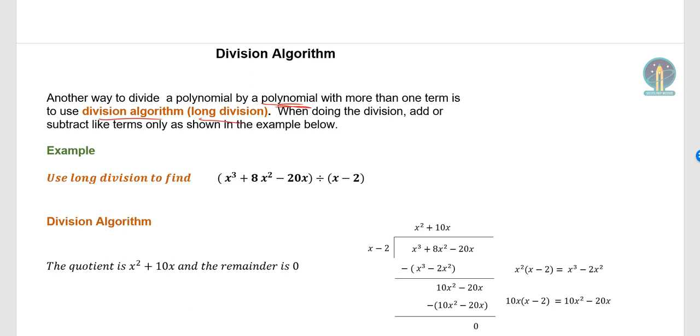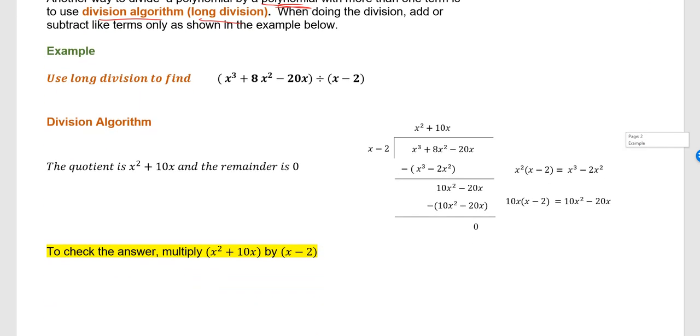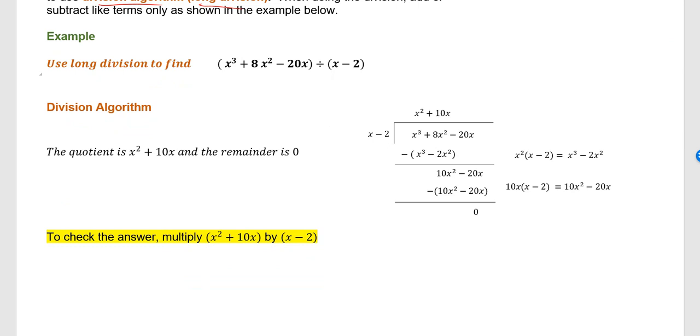Now I know most of you hate long division, but it doesn't have to be so hard. The main difficulty is that students do not practice it enough, but it does not have to be difficult. So we'll look at how to carry out this algorithm right now. When doing the division, add or subtract like terms only, as shown in the example below. So keep this in mind. Let's look at this example. Use long division to find x cubed plus 8x squared minus 20x divided by x minus 2, in parentheses.